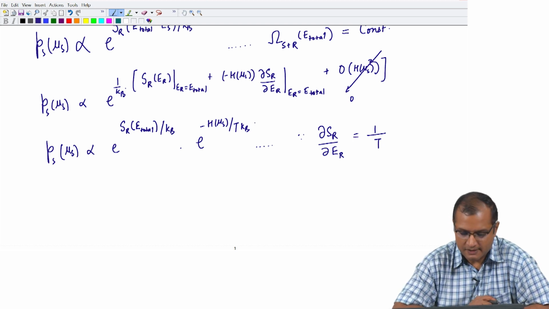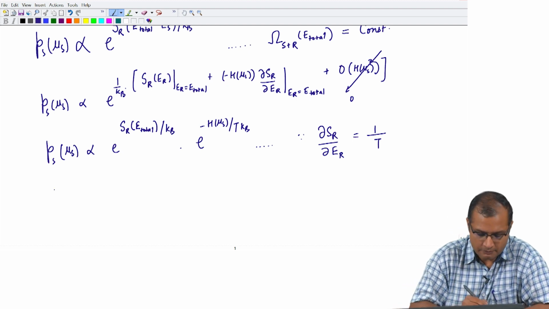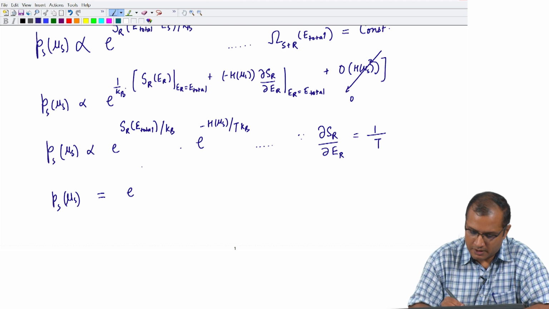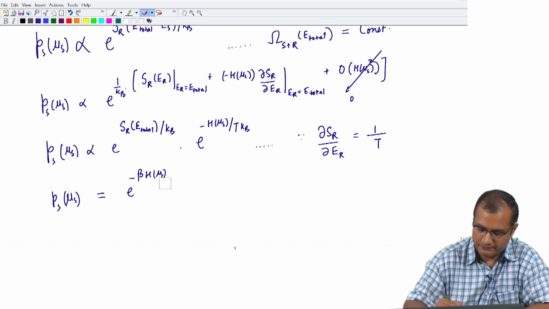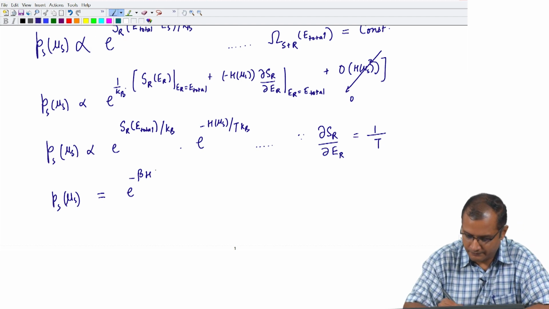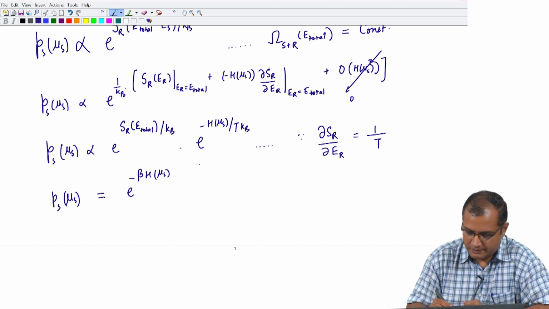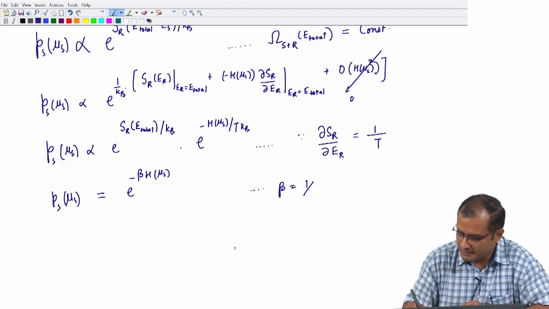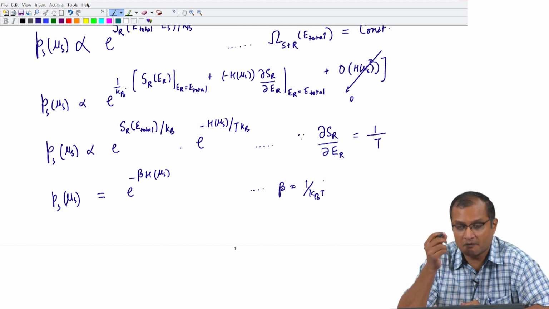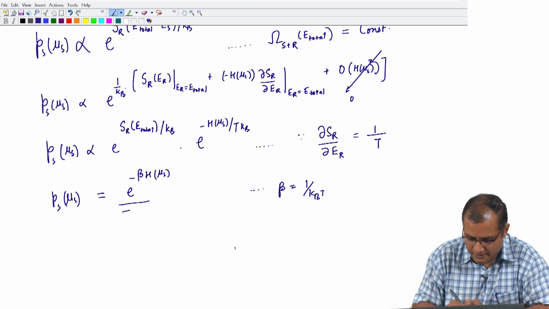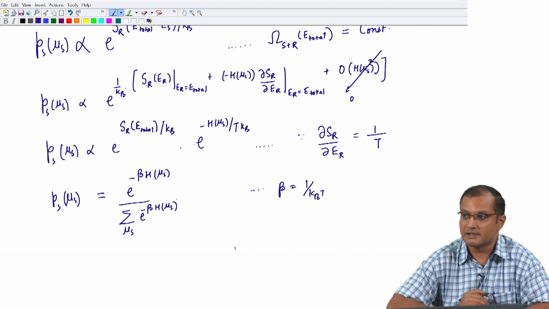Okay. So, you can simply say that the probability of finding the system in a microstate is simply equal to e to the power minus beta H mu s. You can basically substitute this beta as 1 upon kBT, and look at the fact that I have converted the proportionality symbol into an equality, which means I am going to divide this entire thing by the summation over all microstates of e to the power minus beta H mu s, so as to normalize it to unity.